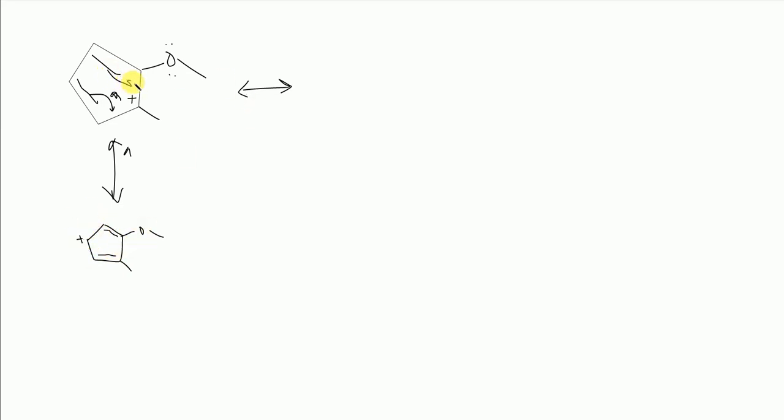Path B is if I do this, okay? If I do path B, okay, so I have this, and I have this, and I resonated over here, so that means the positive charge is over here now, and now I have this double bond still over here. Okay, so these are my 2 forms.